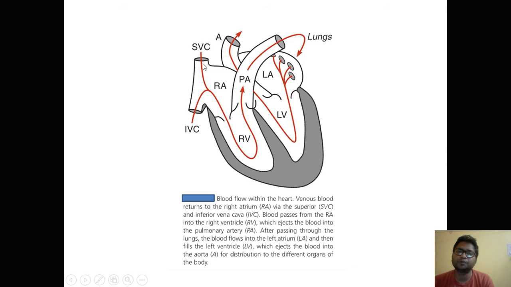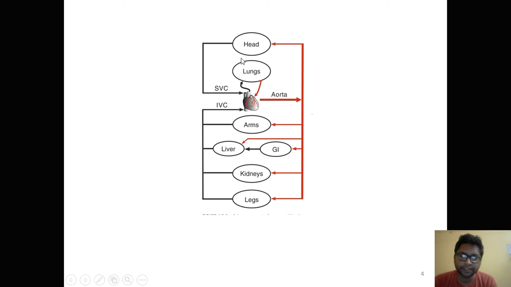The blood which you receive from the superior vena cava and inferior vena cava basically consists of deoxygenated blood. So the deoxygenated blood is pumped to the lungs. The lungs purify the blood. That means the blood again becomes oxygenated and it comes to this portion, that is the left atrium, and from this left atrium the blood goes to the left ventricle, and from this left ventricle the blood goes to the aorta and to the various organs of the body. So this becomes more clear in this diagram.